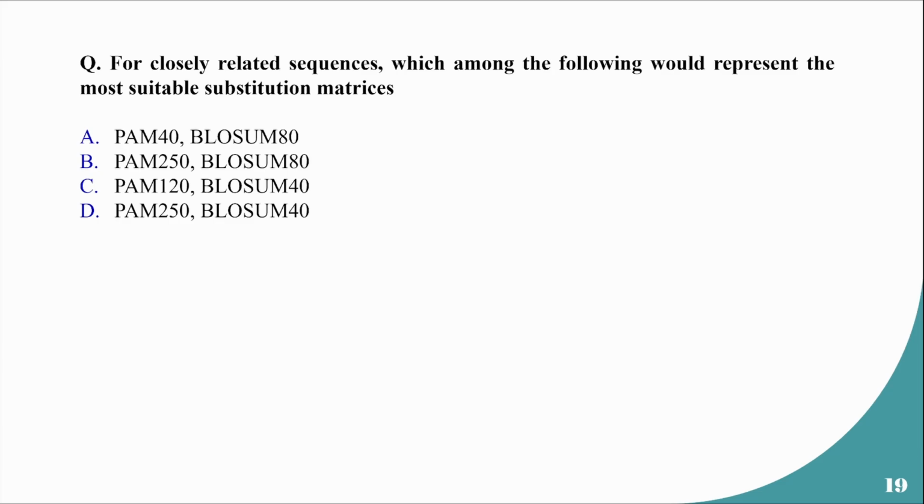So you see some answer A in the chat. And yeah, the lower number for the PAM matrix will indicate more suitability for closely related sequences, and the higher number of the BLOSUM matrix will again indicate more suitability for closely related sequences as well, right?